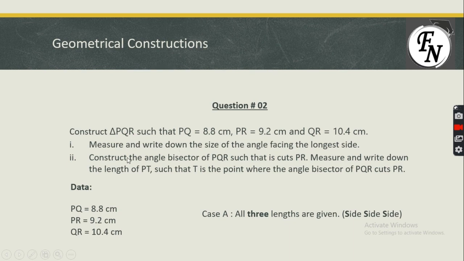And after that we will be constructing an angle bisector of PQR, and then we will extend that line to cut PR and name the intersection as T. Then we will need to measure the length of PT. So let's first copy the data that PQ is 8.8 centimeter, PR is 9.2 centimeter, and QR is 10.4 centimeters. And this is case A, that is all lengths given.